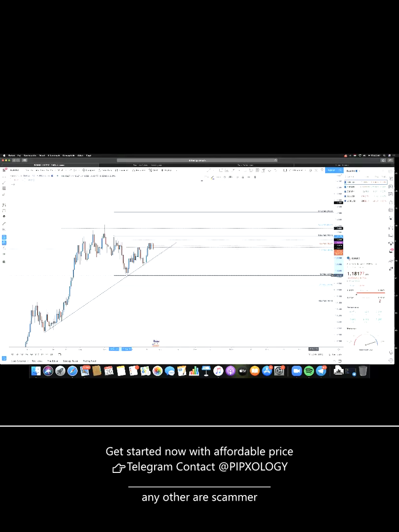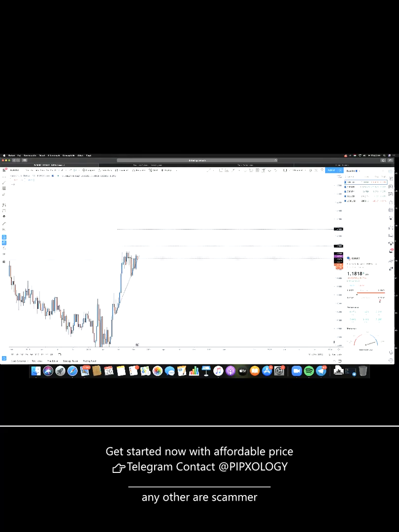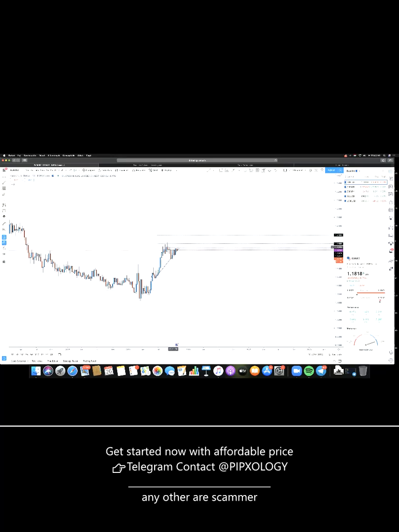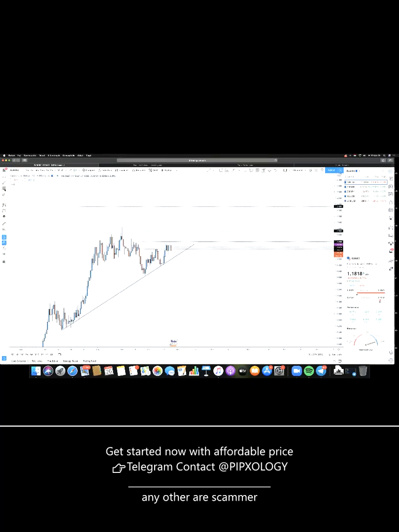So let's have a look first at Euro USD. On the weekly we can find it's still bullish. On the daily, I placed the Fibonacci from low to high. We can find the price came back to the 61.80 level after it started pushing to the upside.